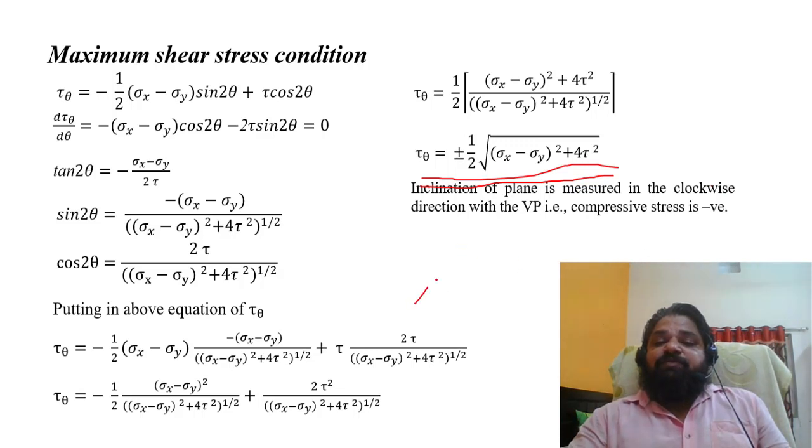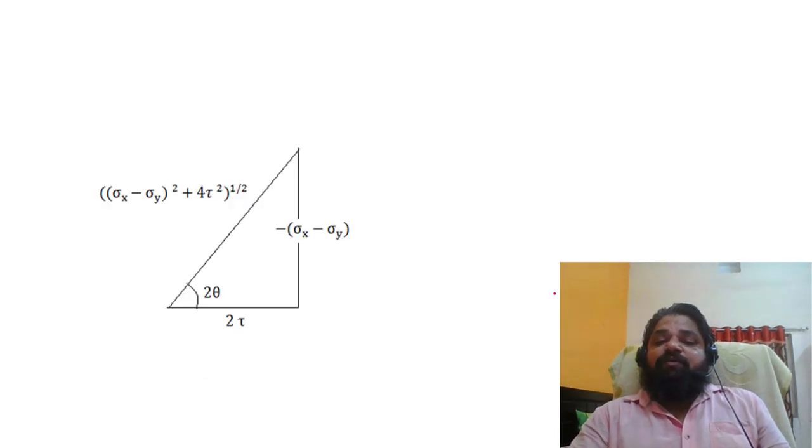The inclination of the plane means the inclination of the plane we are talking about, the angular or triangular element we took. The inclination plane is measured clockwise with respect to the vertical plane VP. This is the angle theta, taken in a clockwise manner, and the compressive stress is negative, so that's why you will get a -1. If I take the inclination plane in this direction, then I may get a positive value.